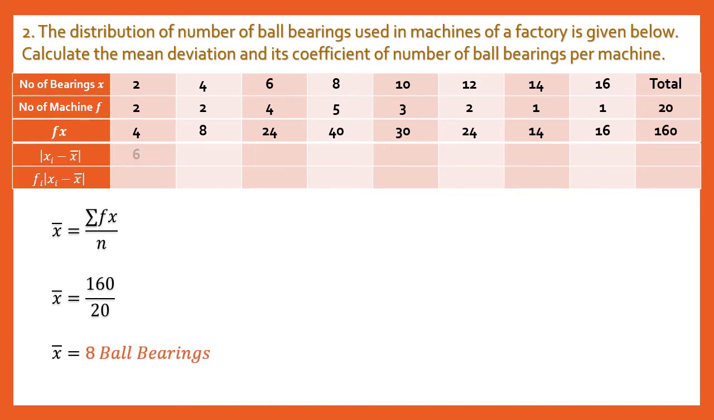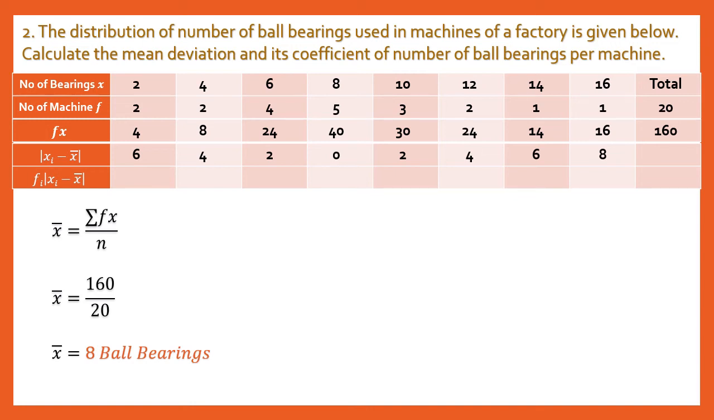I am going to write the positive value. So 2 minus 8 is positive 6, because it's negative but I am taking the absolute value, so it's a positive 6. 4 minus 8 is 4, 6 minus 8 is 2, 8 minus 8 is 0, 10 minus 8 is 2, then 4, 6 and 8. We don't need to make a total of this column here, because we need to multiply these values with the frequency values and then make a total of them.